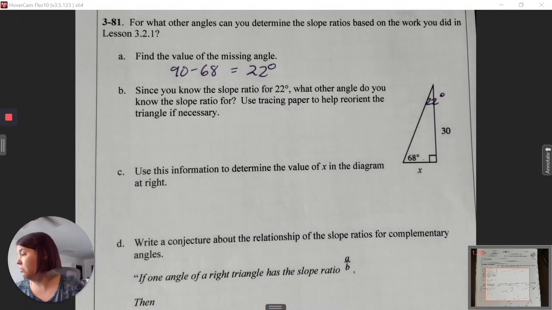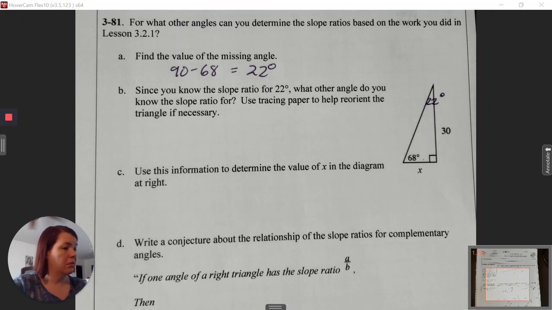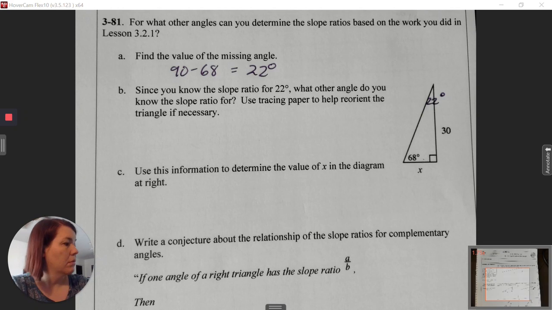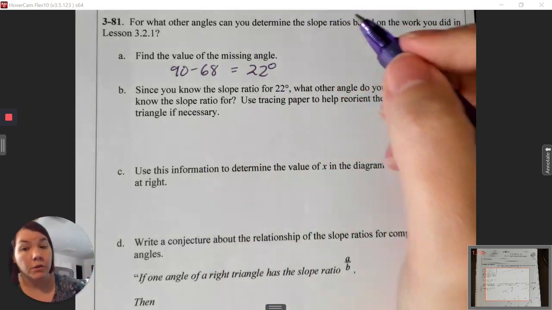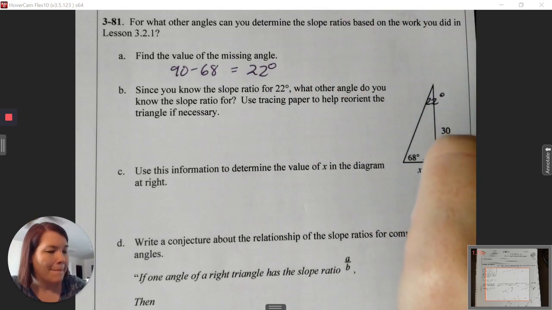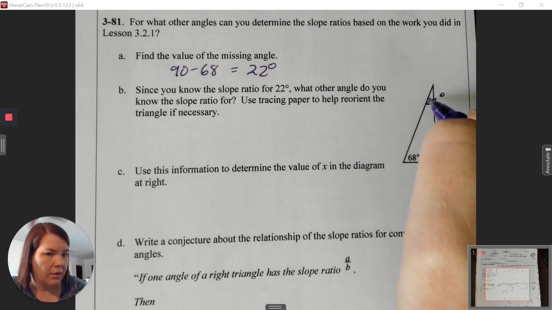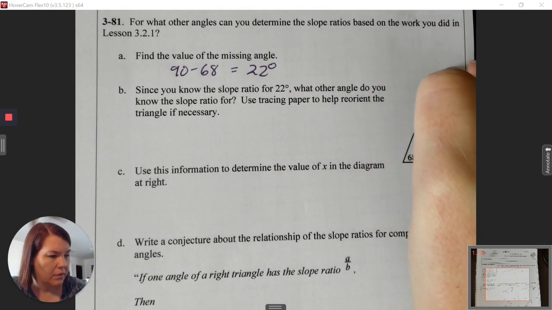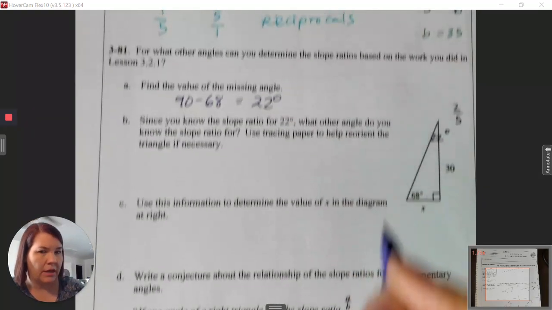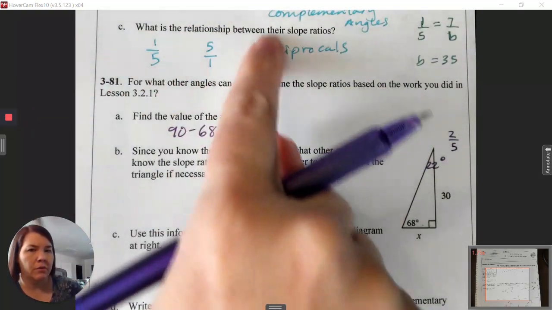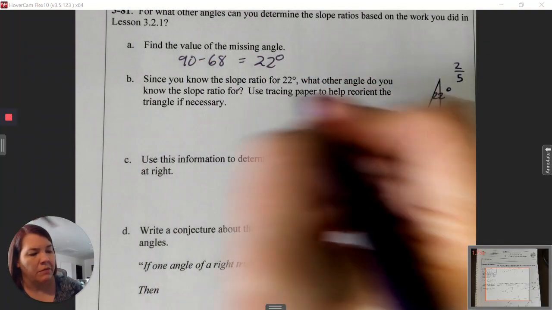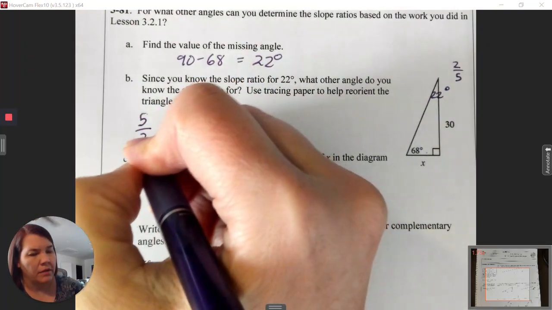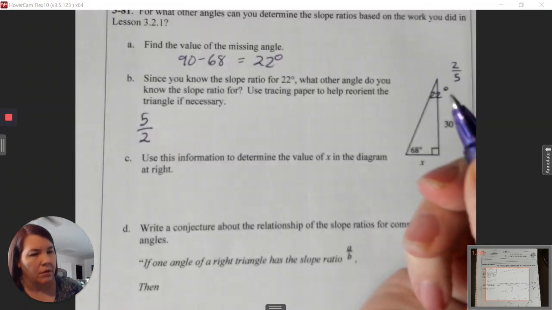Which, I don't really have any tracing paper. But I know that this is supposed to be 2/5. And since I just said a minute ago that they're reciprocals, this must be 5/2 if that's true. A little hesitant there.